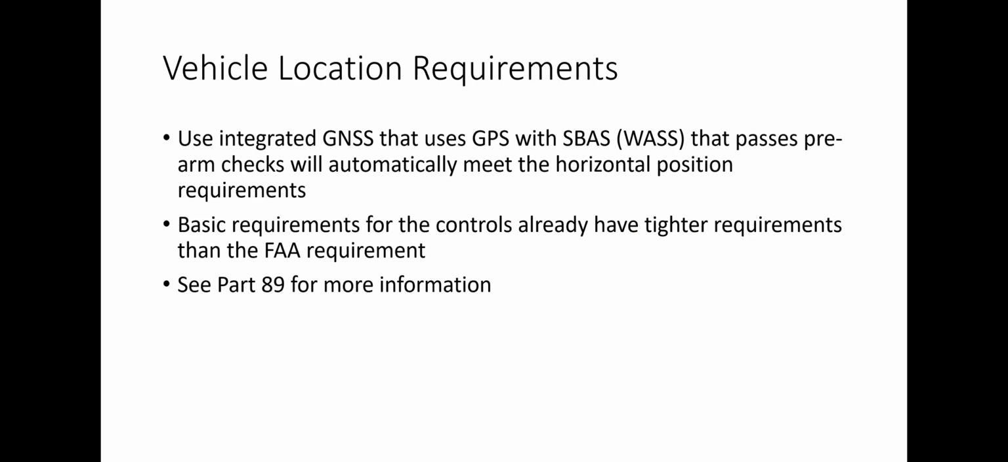Onto some of the data packaging items that are needed for RemoteID. So for the vehicle location, basically, as long as you have a GPS or GNSS module that implements SBAS, specifically wide area augmentation system, and yes, I screwed up the acronym there, and it's passing the pre-arm checks that ArduPilot comes with, you comply with the horizontal requirement. Just that done. You don't even need to talk about the requirement in numerics.